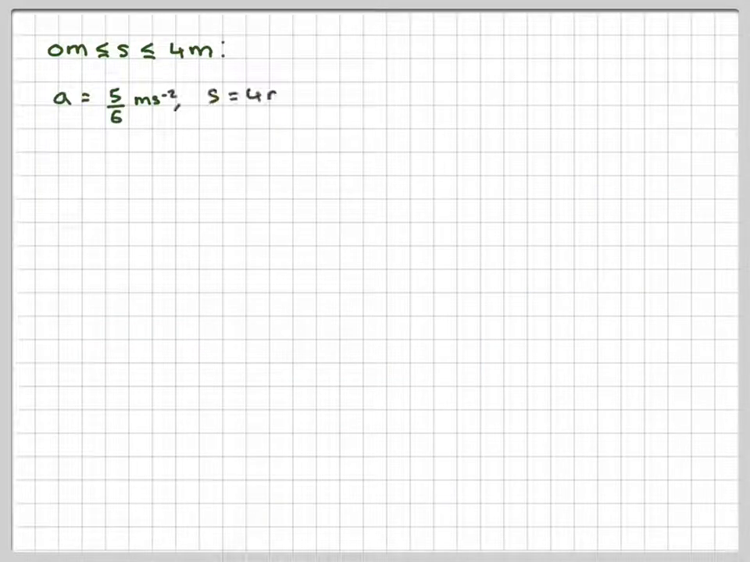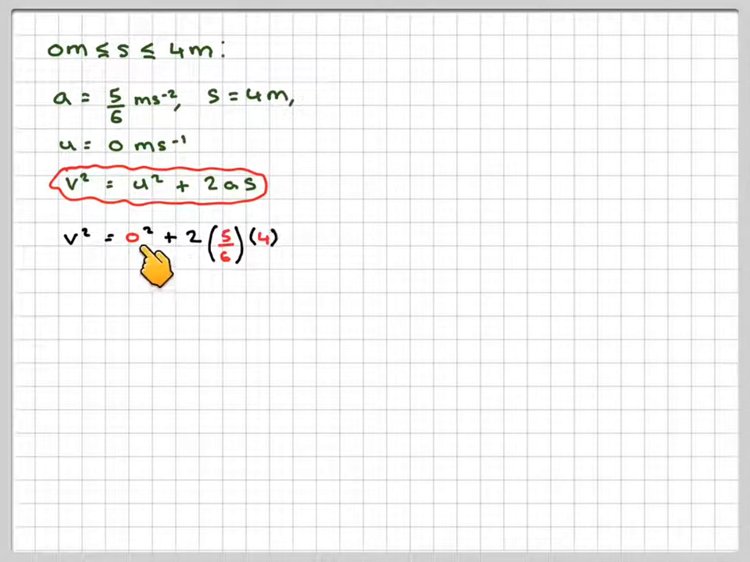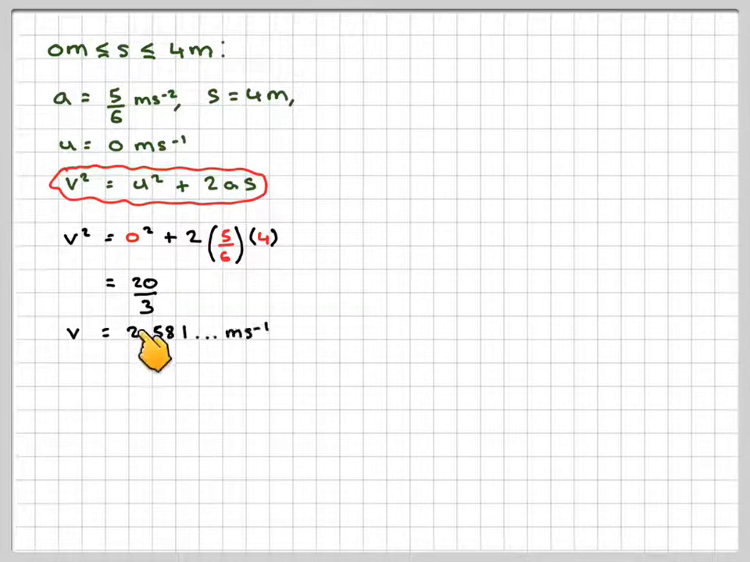Finding the time for each part. Well, first of all, we've got to find the velocity at 4 meters given that acceleration starting from rest. So, v squared is equal to u, which is 0 squared, plus 2 times my acceleration I just found, times 4. That gives me 20 over 3, and therefore v, take the square root of it, it's 2.581 meters per second.